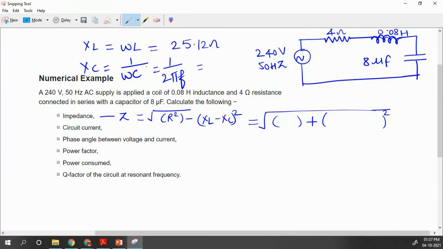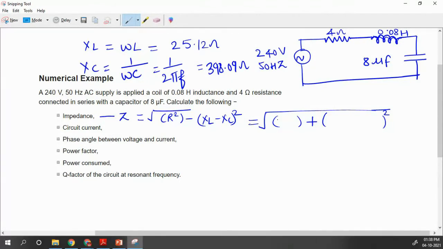Quickly give your response. What is the value of XC? Solve it, then you will understand. Otherwise, if I provide the complete solution, then you will not understand. Its value is 398.09 ohm. Okay, you have to put the value right here.